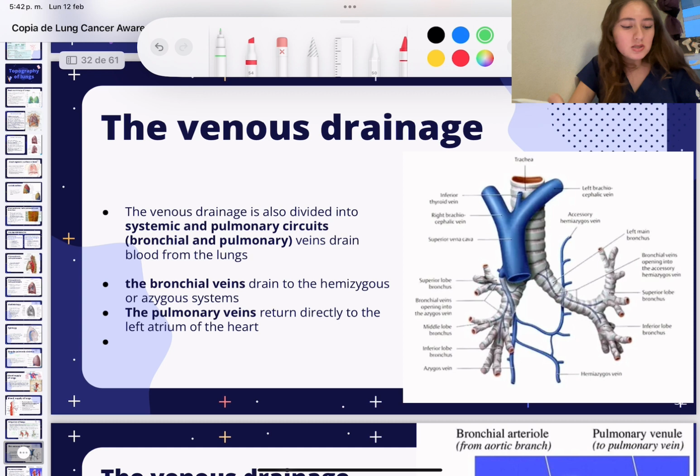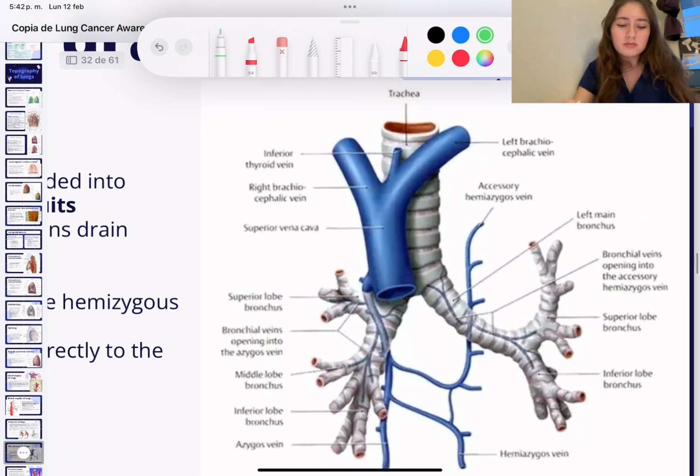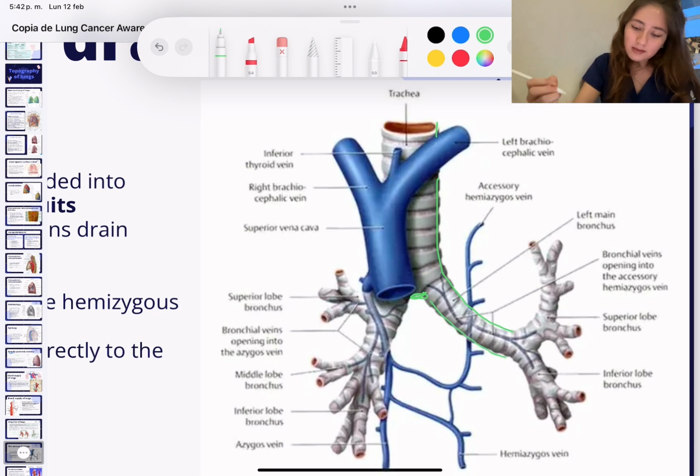The venous drainage is also divided into systemic and pulmonary circuits. Bronchial and pulmonary veins drain blood from the lungs. The bronchial veins drain to the hemiazygos or azygos system. The pulmonary veins return directly to the left atrium. So let's recognize some structures. We have the carina, trachea, main bronchus, that then is divided into lobes.